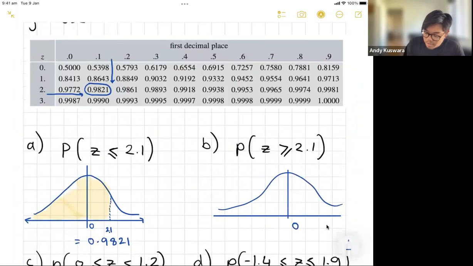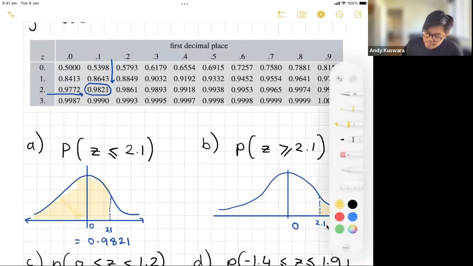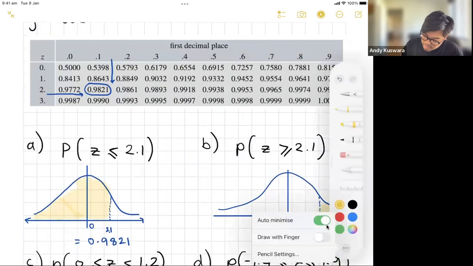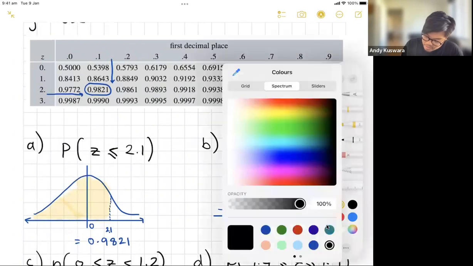Now this time I want it to be greater than 2.1. So let's say 2.1 is here. Now this time the area I'm trying to find is this one. I'm trying to find that area. For less than, we just pick the number straight away. But if we're looking for more than, it takes a bit more work.